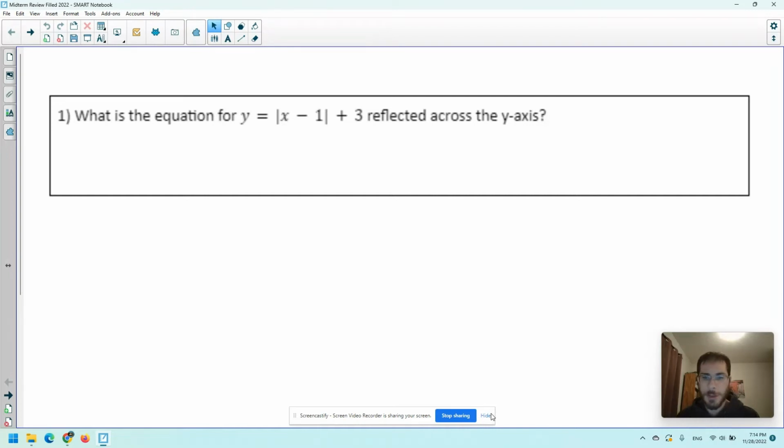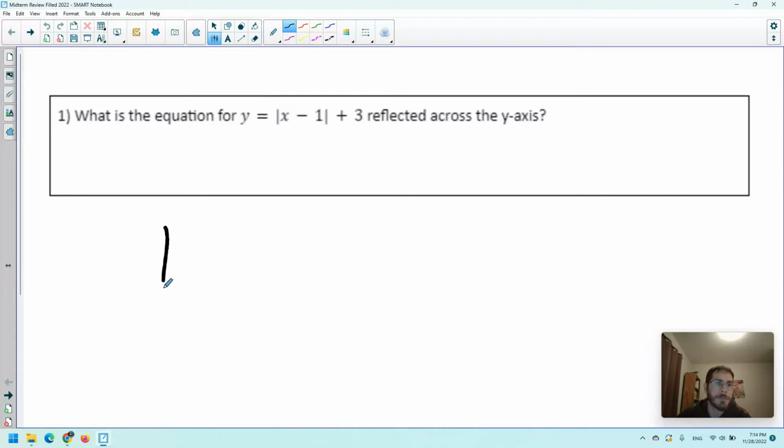All right, so this is the review guide for the midterm. So for number one, it says, what's the equation for y equals absolute value of x minus 1 plus 3 reflected across the y-axis? So we can make a little sketch. Again, you can graph this in your graphing calculator if you want.